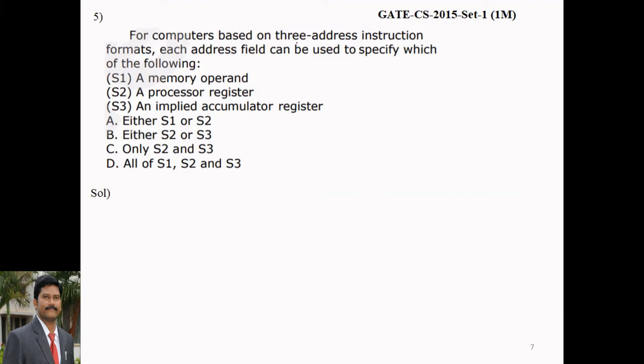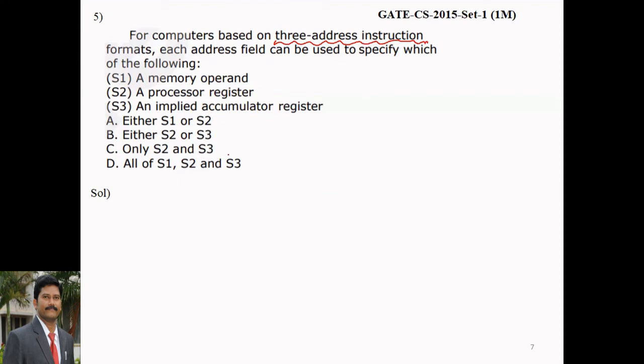For computers based on 3-address instruction formats, each address field can be used to specify which of the following: S1, a memory operand; S2, a processor register; S3, an implied accumulator register. Option A, either S1 or S2, that means memory or register. Option B, either S2 or S3, that means register or implied accumulator. Option C, S2, S3. Option D, all of S1, S2, S3.